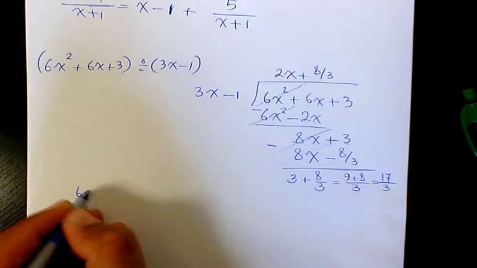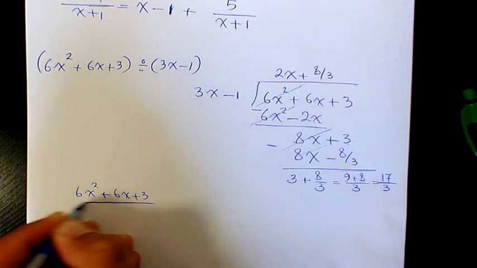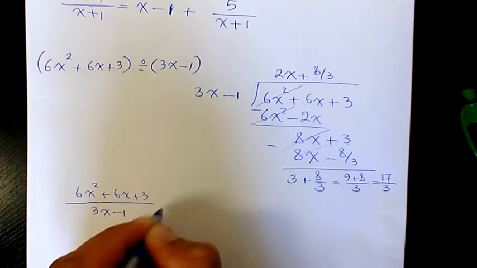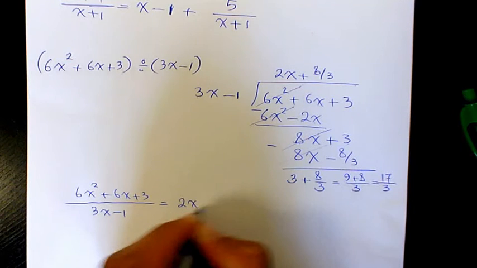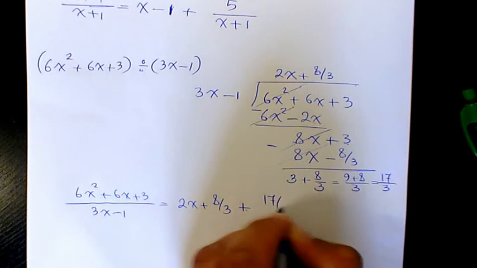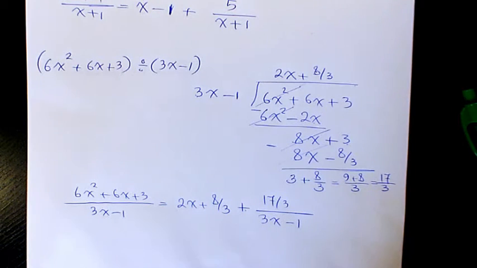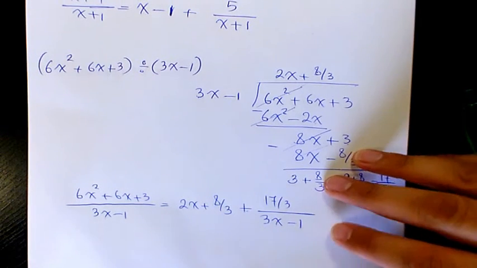So 6x squared plus 6x plus 3 divided by 3x minus 1 equals 2x plus 8 over 3 plus 17 over 3 divided by 3x minus 1. That's the final answer.